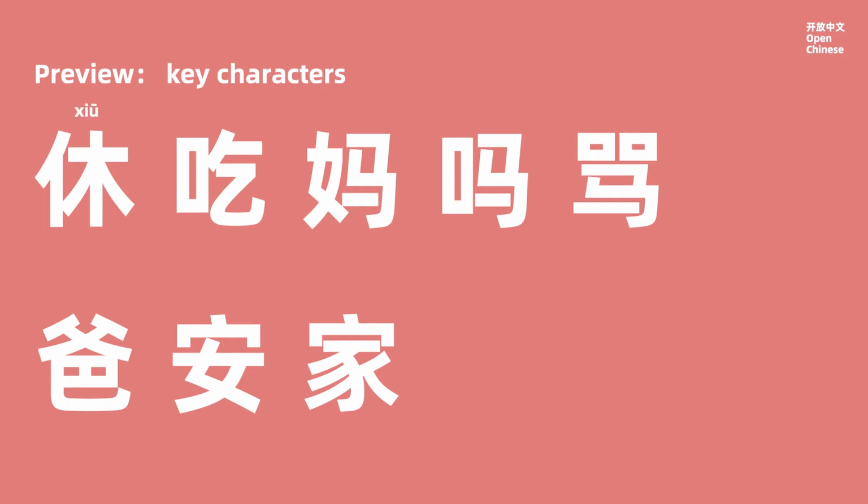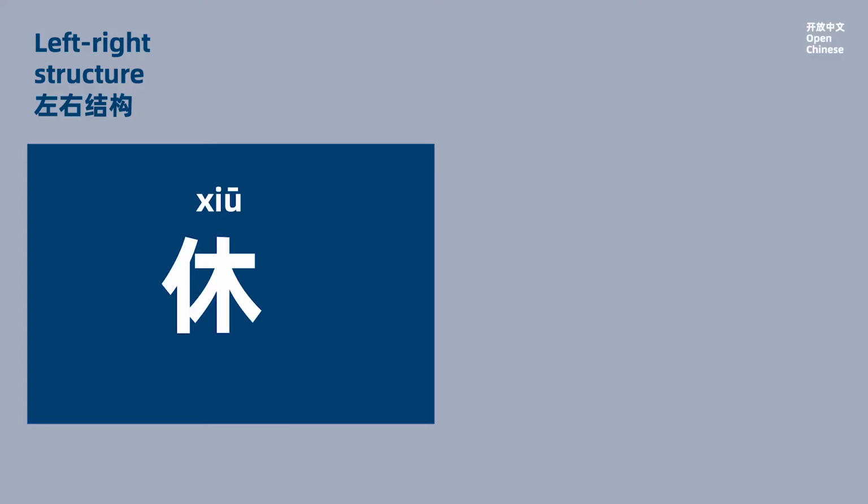修, 吃, 妈, 骂, 爸, 安, 家. Let's get started. The first character, 休.